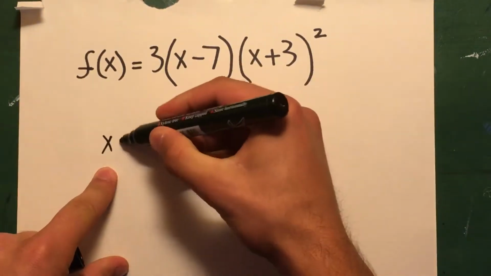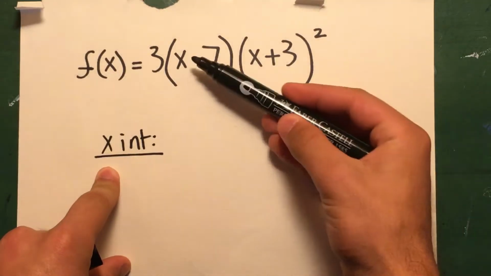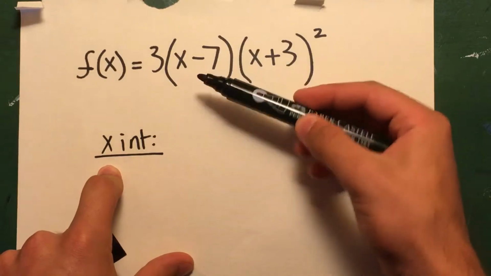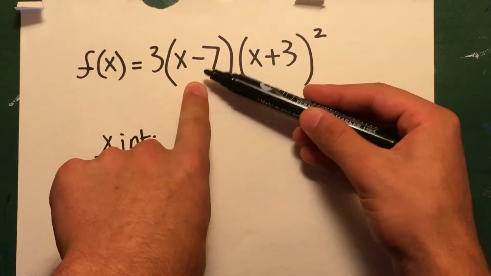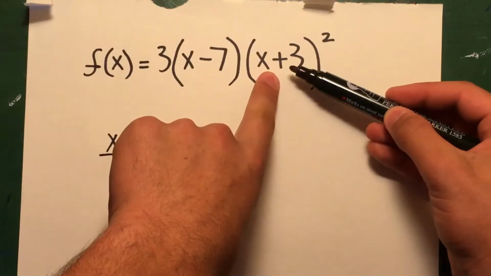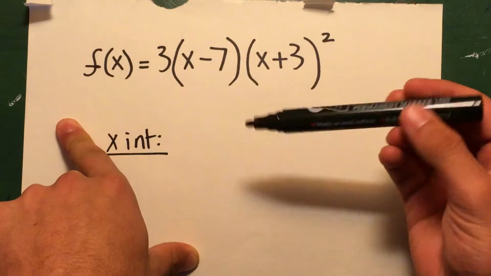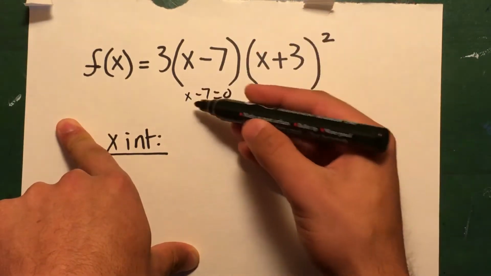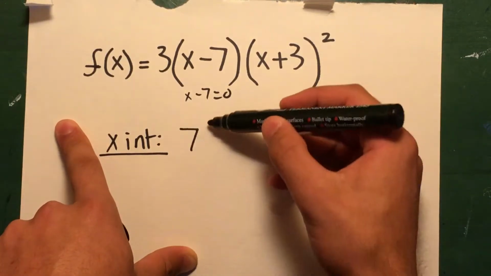I'll teach you a way to find the x-intercept just by looking at it. We have more than one in this case. Treat this parentheses as finding an x-intercept, and we're going to find another x-intercept from this parentheses. Right here we set x minus 7 equal to 0, and then x is going to equal 7. So that's our first 0.